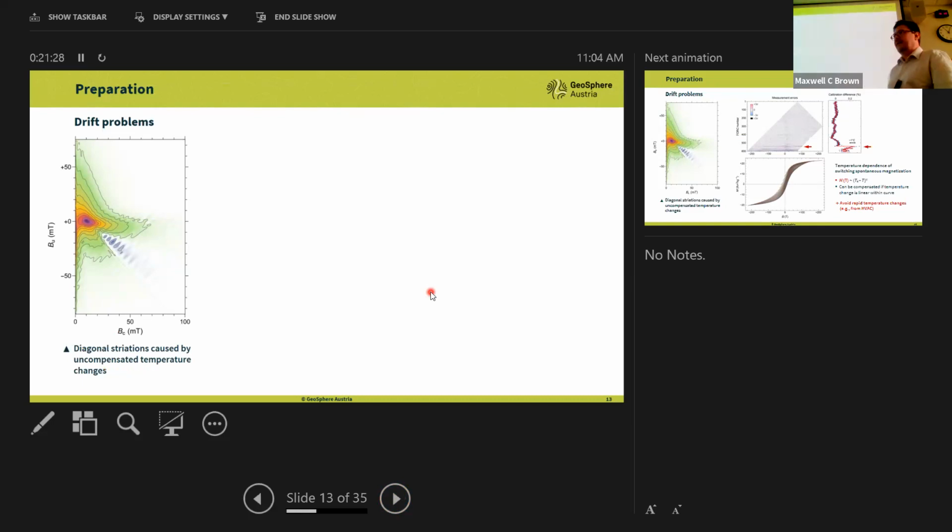Another problem is drift. I'm not speaking here about instrumental drift. For instance, the new Lakeshore magnetometer is virtually free of drift, completely free of drift. I'm speaking about drift of the sample due to temperature changes in the room. Now you might think, oh, I have air conditioning, the temperature of the room is controlled within 1 degree, but 1 degree is sufficient to cause trouble in FORC measurements. And why? Because again, remember my first slide, we are looking at very, very tiny variations in the magnetization.